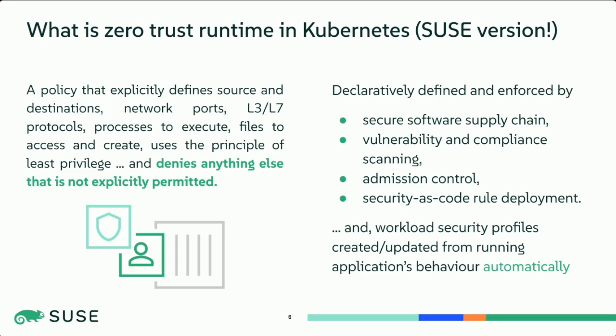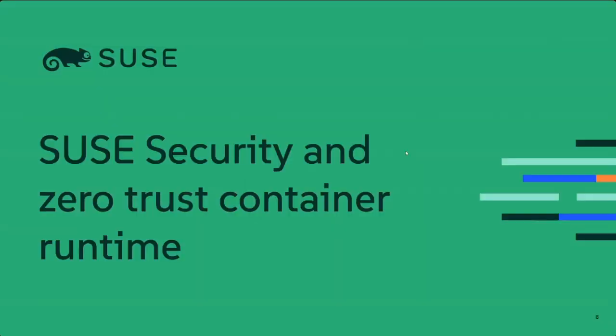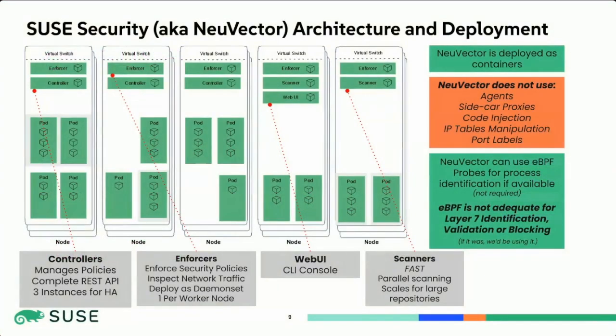So we have a product and open source project called NeuVector, and I'll quickly go through what it does. It also has a name of SUSE Security if you decide to buy a subscription from us, but it doesn't really need to be the SUSE Security flavor of it. It can be just github.com/NeuVector. And this product has been very important for us to strengthen our Kubernetes security offering.